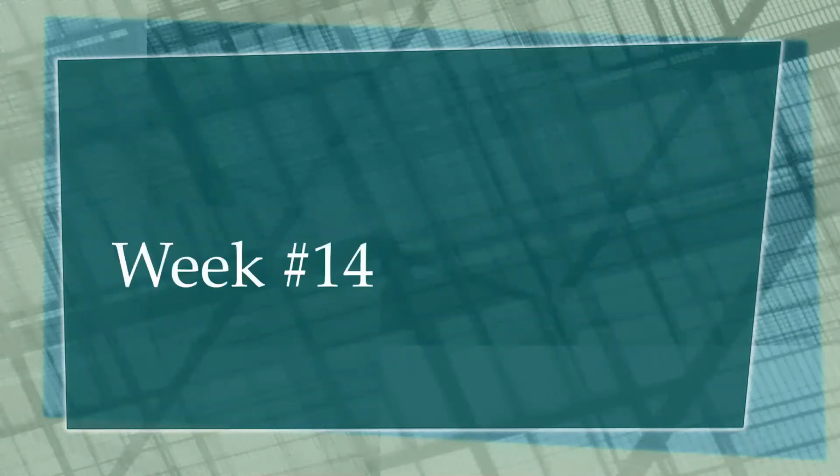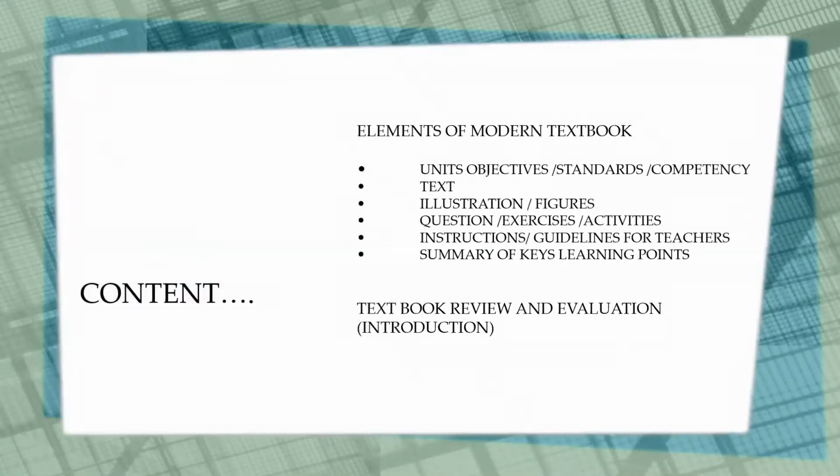As we know, it's our 14th week from curriculum and textbook. This week consists of elements of a modern textbook: units, objectives, standards, competency. Next is text, illustration, figures, questions, exercises, activities, instruction guidelines for teachers, summary of key learning points. And now let's start another chapter, introduction, textbook review and evaluation.